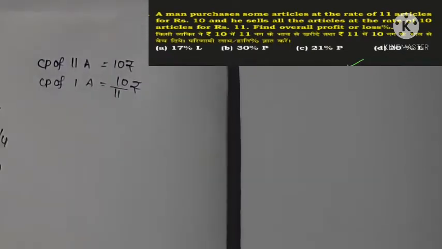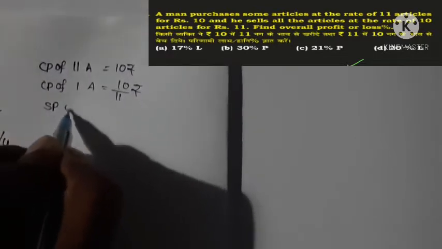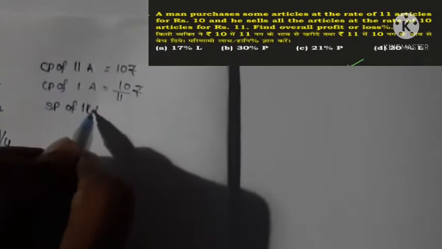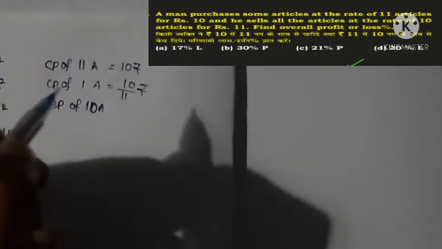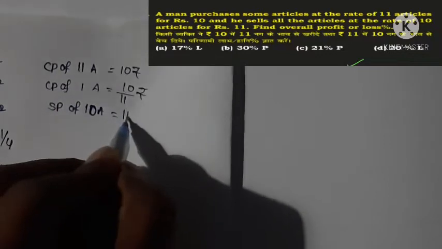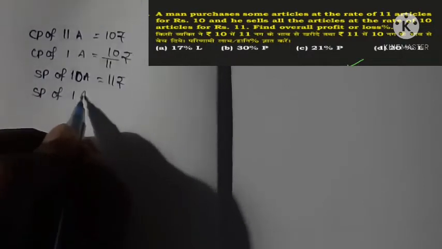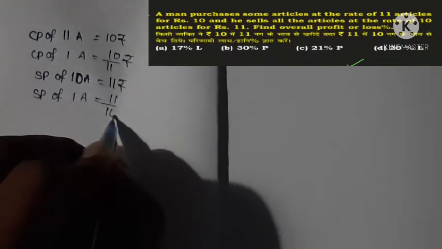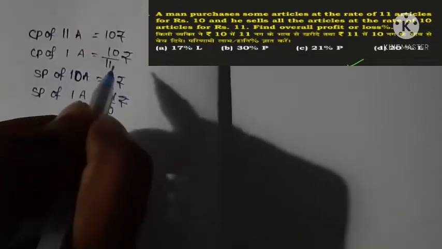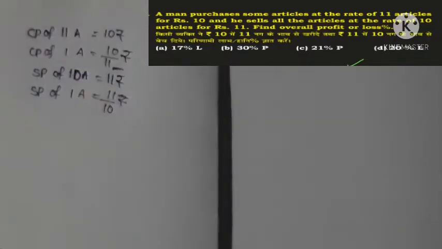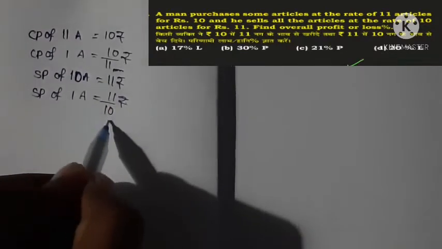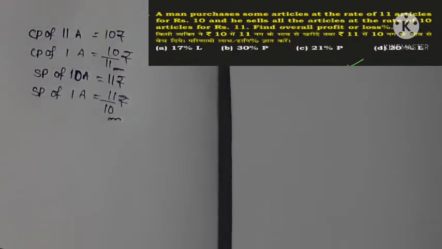He sells all articles at the rate of 10 articles for 11 rupees. So the selling price of 10 articles is equal to 11 rupees. The selling price of one article is equal to 11 by 10 rupees. The cost price is 10 by 11. The selling price is 11 by 10. Find the overall profit or loss percentage.